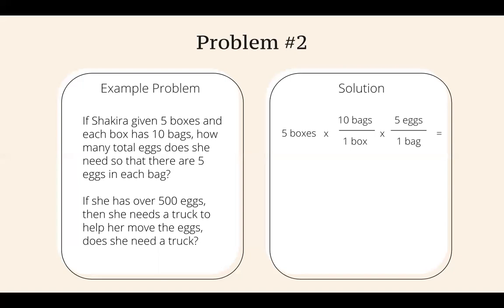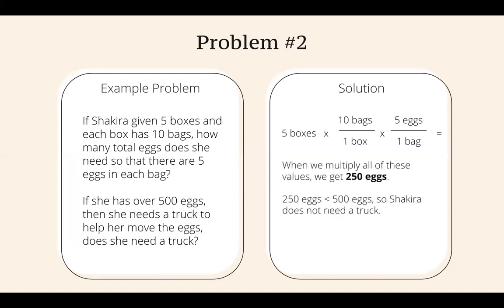Now we can carry out our plan by calculating the product of these values. We get 250 total eggs, and since this number is less than 500, Shakira does not need a truck. To check our answer, we can redo the multiplication to make sure we got the same value.